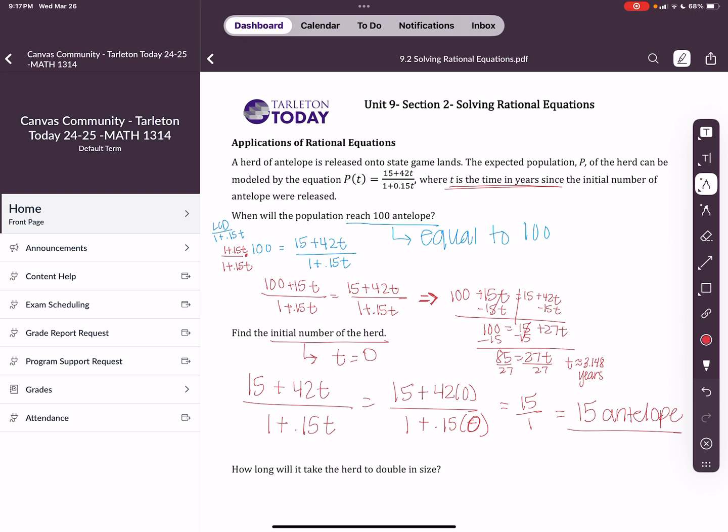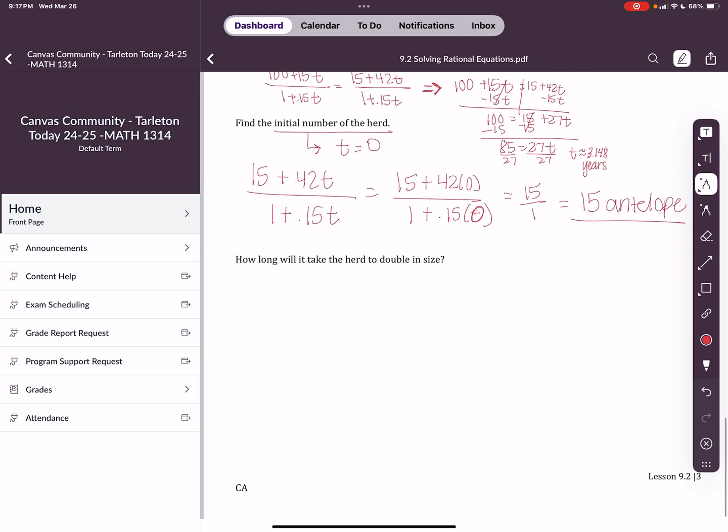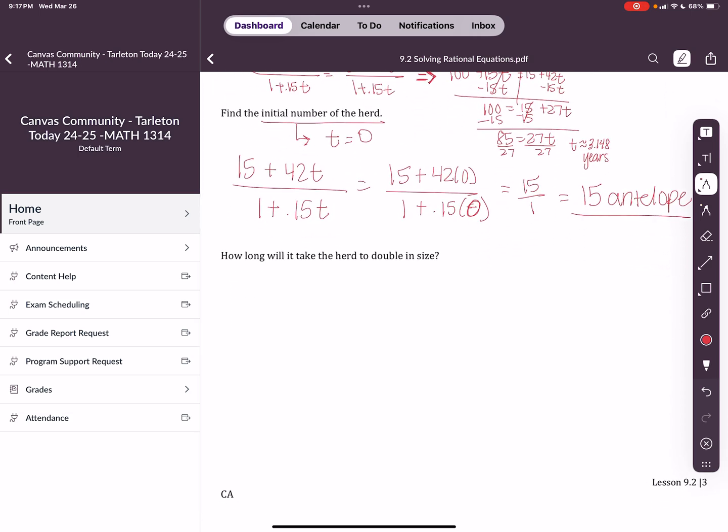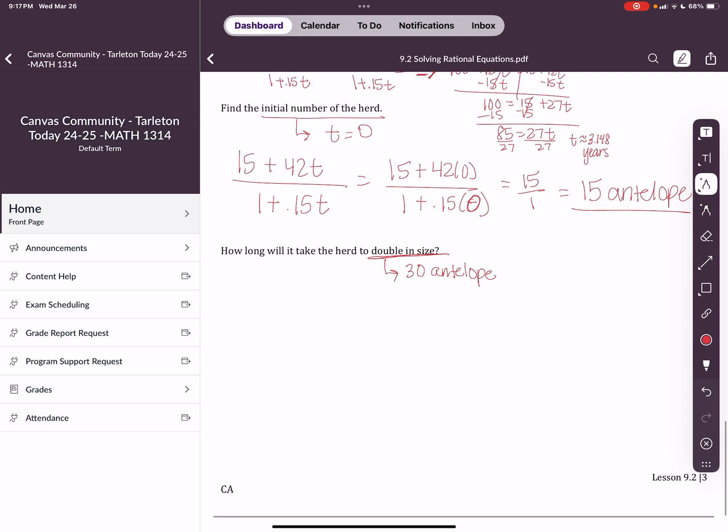All right. And so then the last problem here that we need to go over, and we're going to have to remember what we just found on this last question, because it says, well, how long is it going to take for the herd to double in size? Okay. So ask yourself, or remind yourself, if you will, what was the initial? Okay, the initial was 15 antelope. So if we're doubling it in size, that means that it needs to be 30 antelope, right? Because we started with 15 and it's wanting to know how long until they have double, they have 30. So we're going to use our original equation.